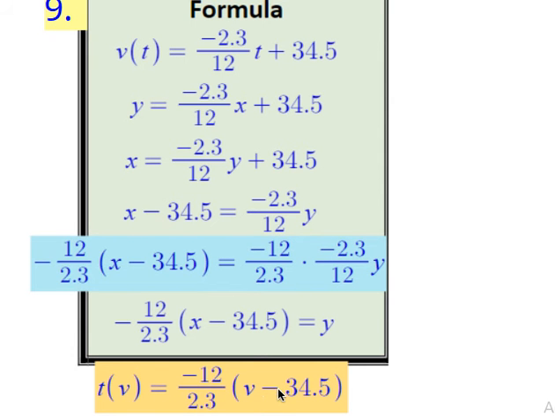Now, if you notice, we were in a bit of a hurry in class, and this was actually a positive, and that's why I made this video, to show you where the negative 34.5 comes from. And now we're going to go to our graphing calculator and graph this.